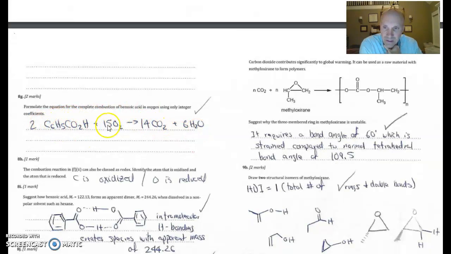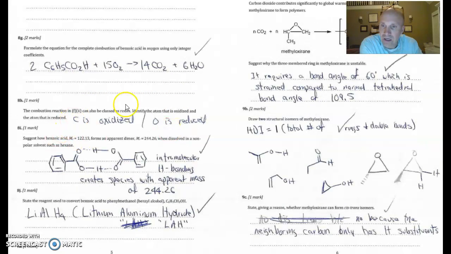This would be the combustion equation. In this combustion equation, you could see that carbon is going to be oxidized. You see it's gaining oxygens. Oxygen is being reduced because this oxygen here is going to be picking up hydrogens.